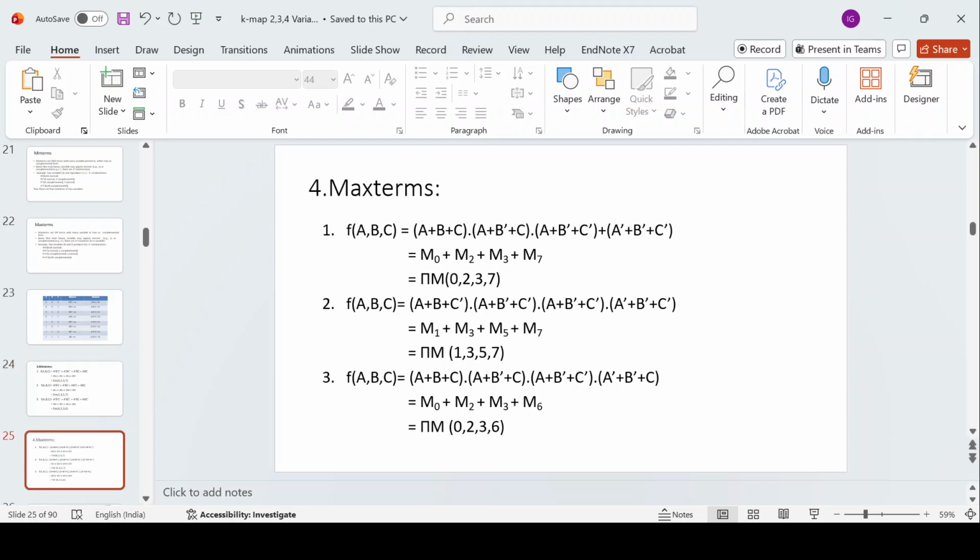So next one is the max terms. In the same way we can convert the terms into the values. For that, we should use pi for representing the max term.